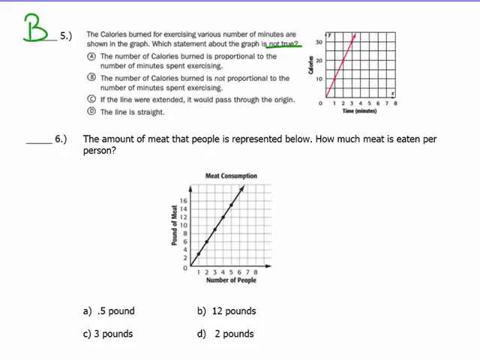Sorry. Number 6, the amount of meat that people consume is represented below. How much meat is eaten per person? You're finding the unit rate. Here's per person, 1 person. How much meat is it? 3. So 3 pounds, choice C. Right, that's reading it off of the graph.